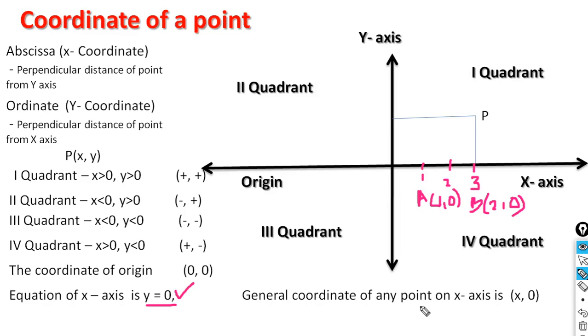And the general coordinate of any point on the x-axis is (x, 0). So the general form of any point which lies on the x-axis is (x, 0).